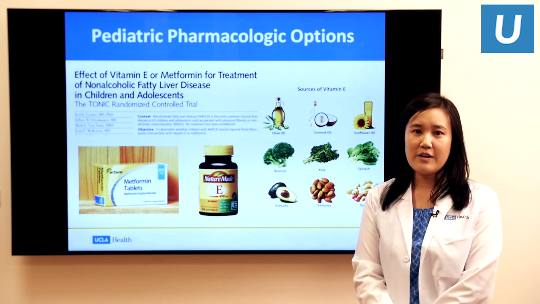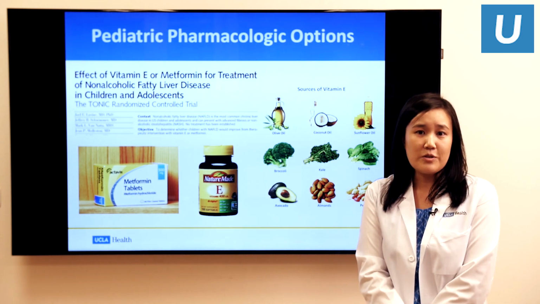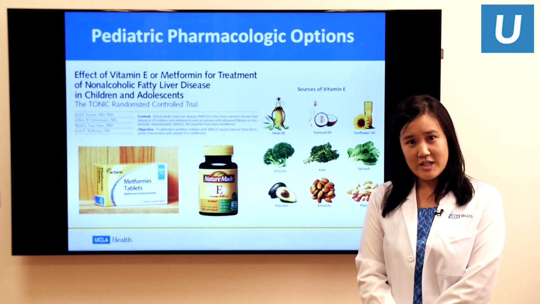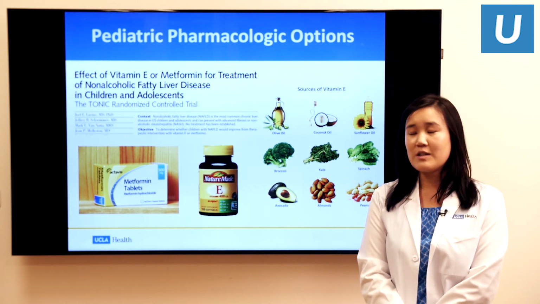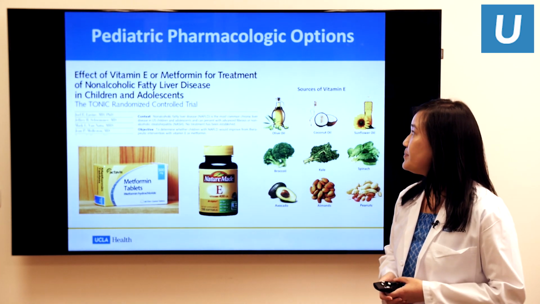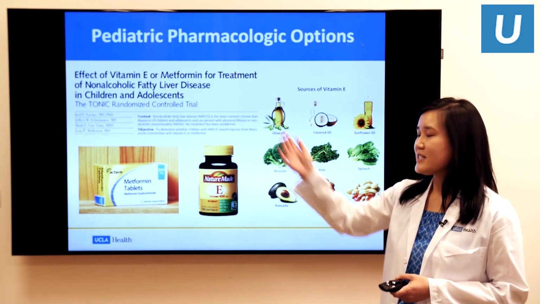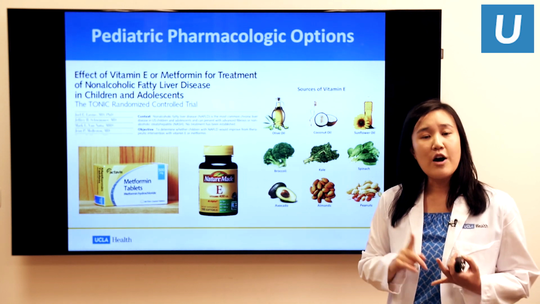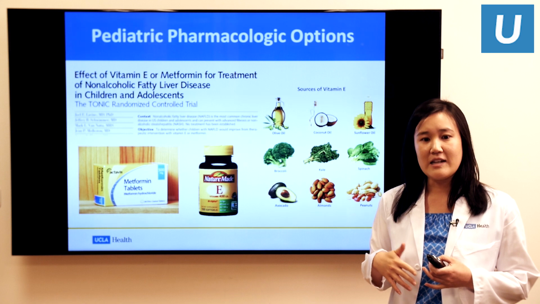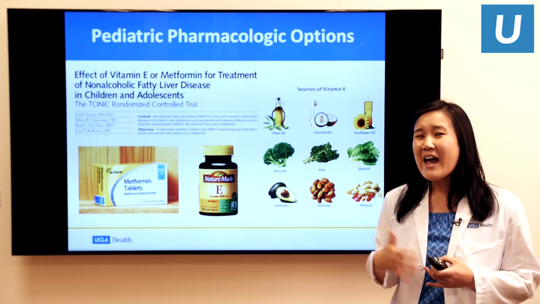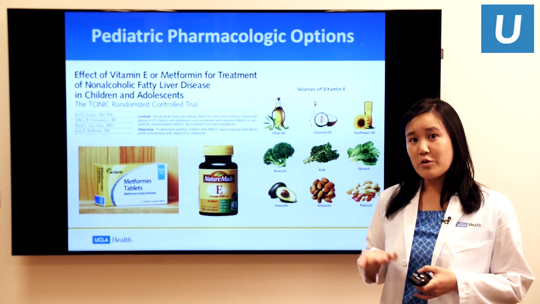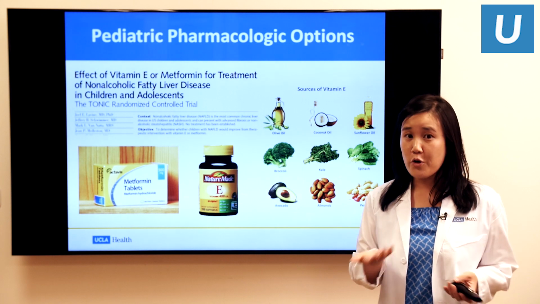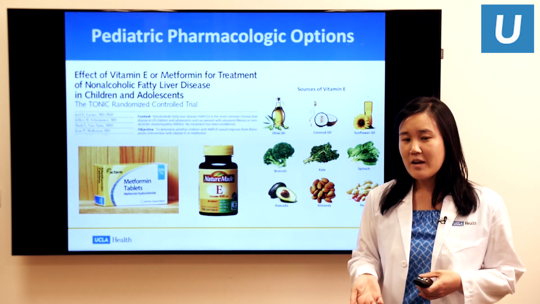Unfortunately, we do not have proven effective pharmaceutical agents that can fix or reverse fatty liver. There have been studies done in pediatrics that look at 2 medications, specifically metformin and vitamin E. That study, known as the TONIC study, showed that both metformin and vitamin E were no more effective than healthy lifestyle changes and weight loss in decreasing fatty liver in pediatrics. However, some gastroenterologists or pediatricians might use metformin to help with other comorbid conditions, including diabetes.